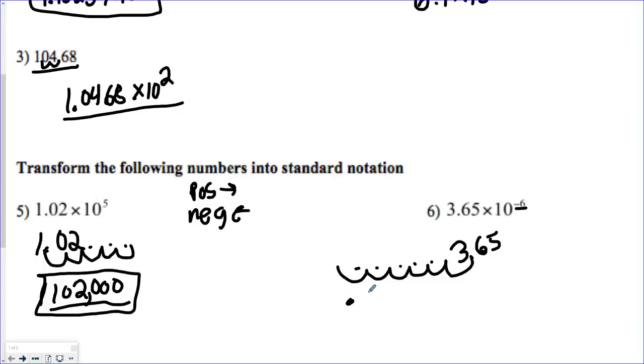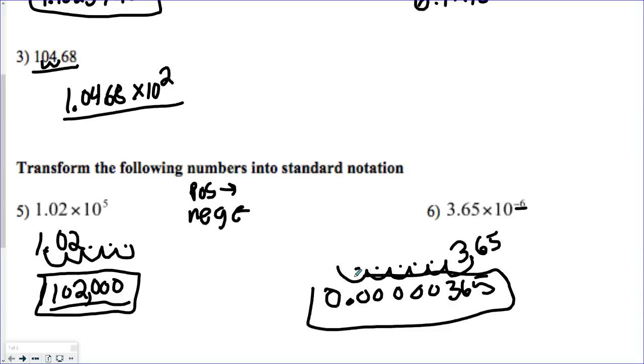So it'd be 0.00000, and then 365. And if you want to, you can put a 0 up front too, but that would be your final answer. And again, it's a decent check here because this number is a small number, the exponent's negative, so that matches up there.